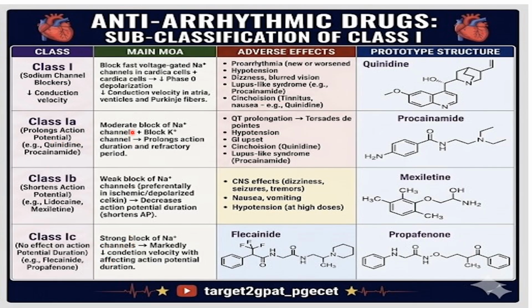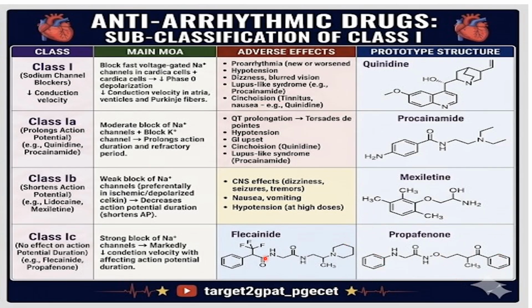For 1A, it prolongs the action potential, with moderate action only. 1B shortens it, but the blockade is weak only. And 1C has no effect on action potential duration, but it has strong blockage of sodium channels, markedly causing a decrease of the conduction velocity, without affecting the action potential. The best examples are flecainide and propafenone.